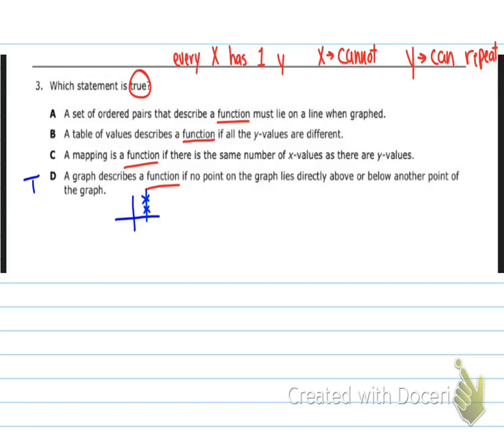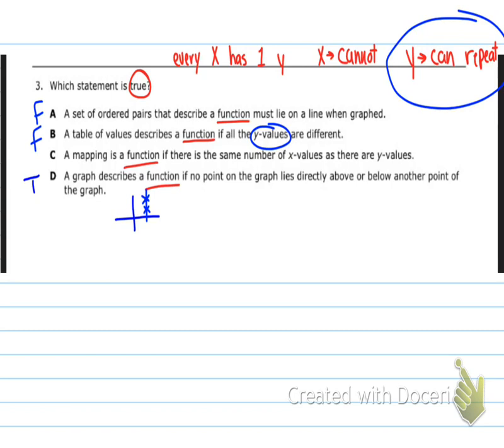Now, notice that this kind of takes care of A for me. A set of ordered pairs that describes a function must lie on a line. Well, in the example I just showed you, they do lie on a line. They lie on a vertical line, and that is not a function. So that proves to me that A is false. Now, B says a table of values describes a function if all the y values are different. Well, that's also going to be false, because I just told you that y values can repeat.